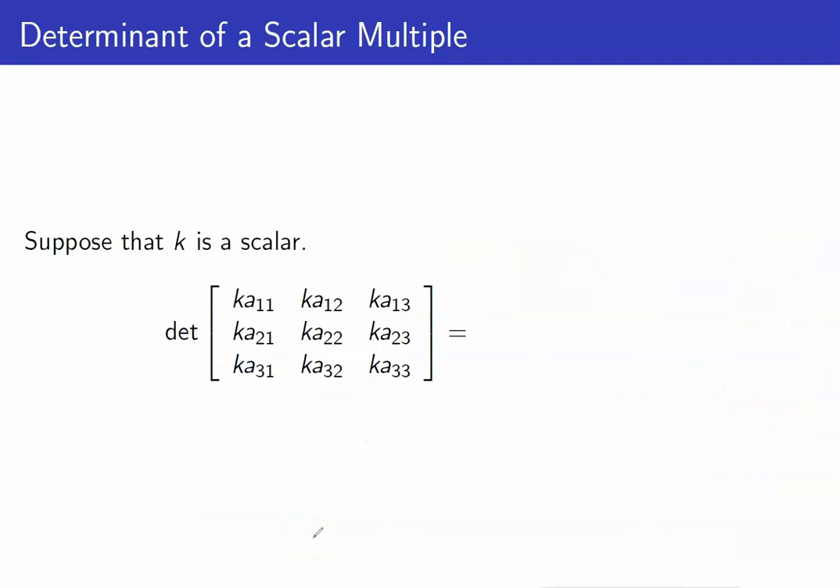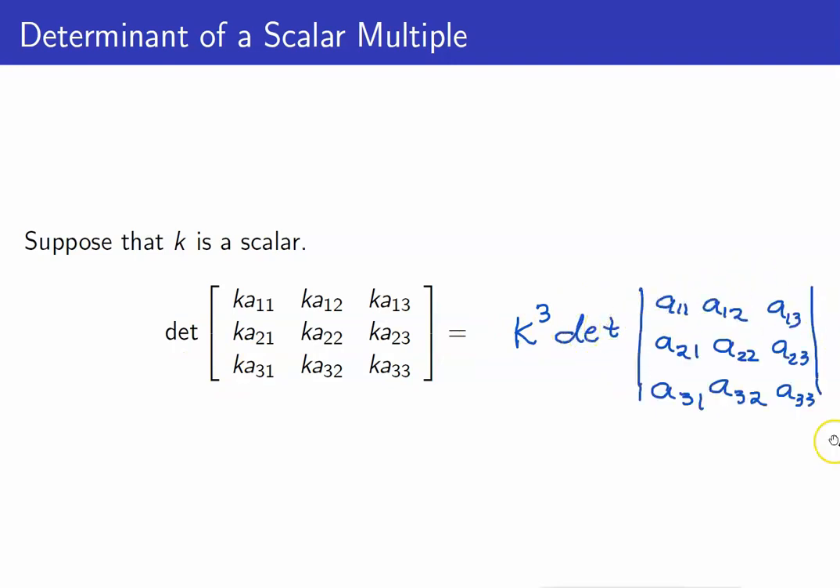Next, we want to investigate the determinant if we multiply a matrix by a scalar k. Previously, we've learned that we can pull out the common factor here for each row. So we can pull out k here, and k here. So therefore, we will end up with 3 k's being pulled out and then the determinant of the original matrix.